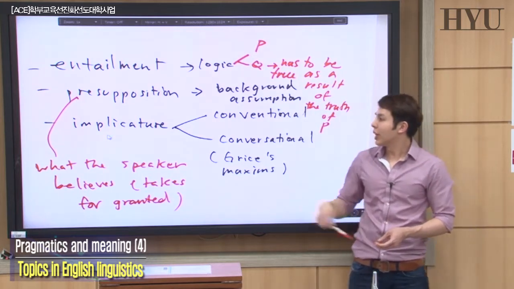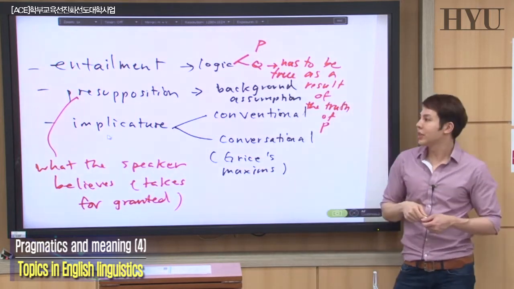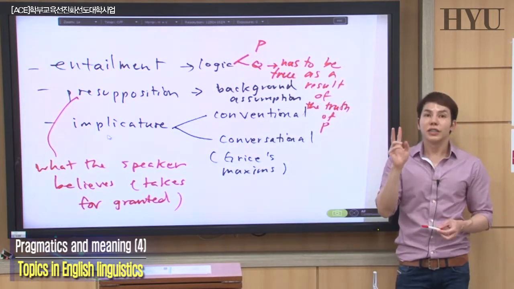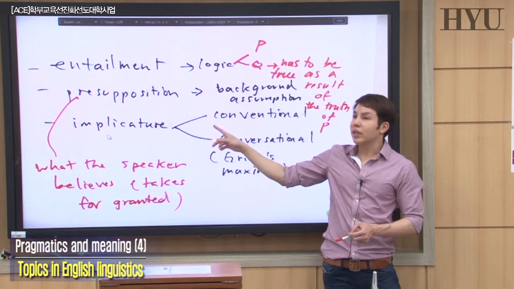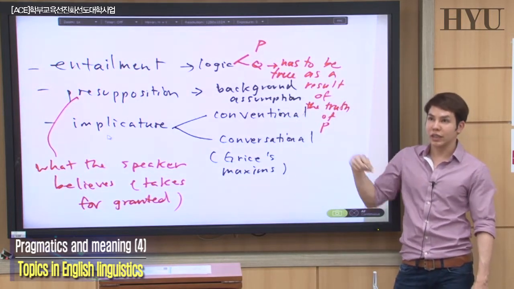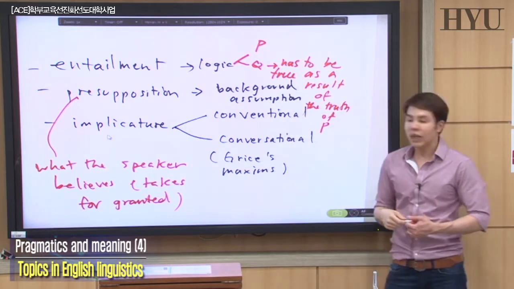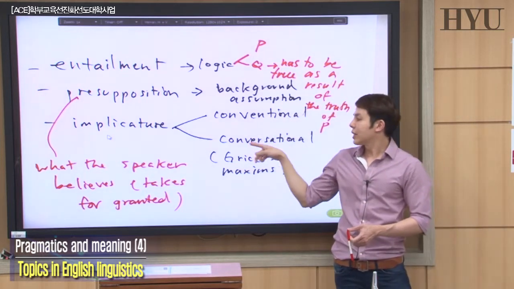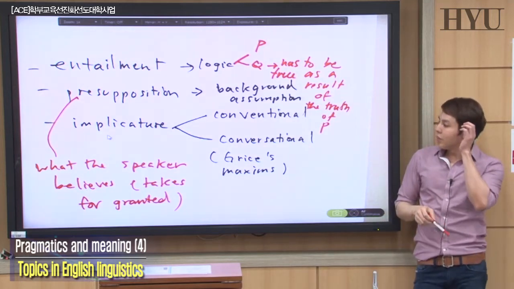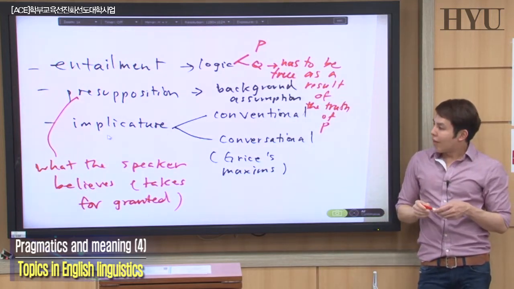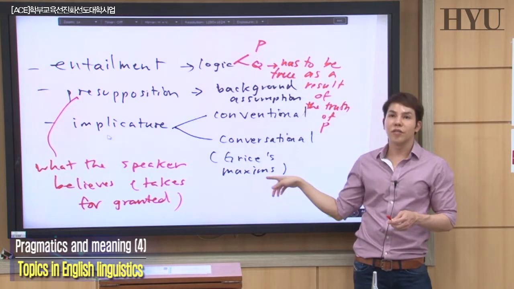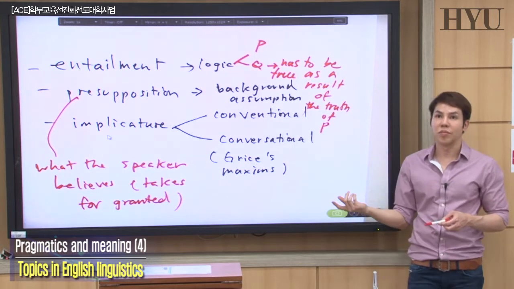And then the last type of implied message that we talked about is implicature. There are two kinds of implicature. The first one is conventional implicature. We haven't talked about that today. And last time we talked about conversational implicature. So conversational implicature arises out of people's violation of some conversation maxims.